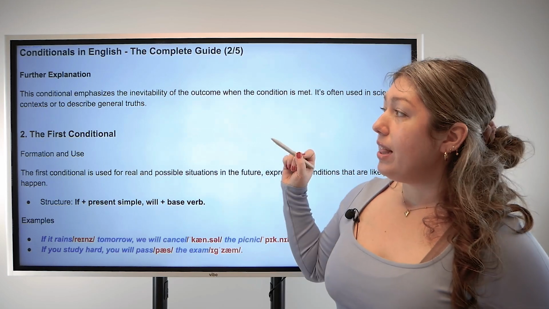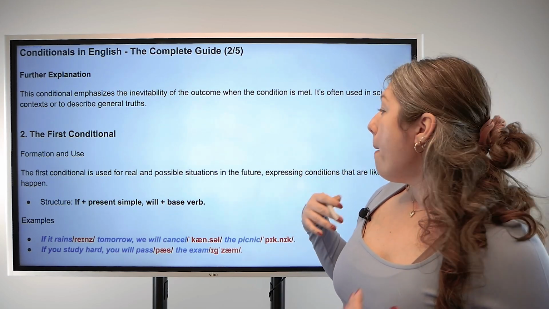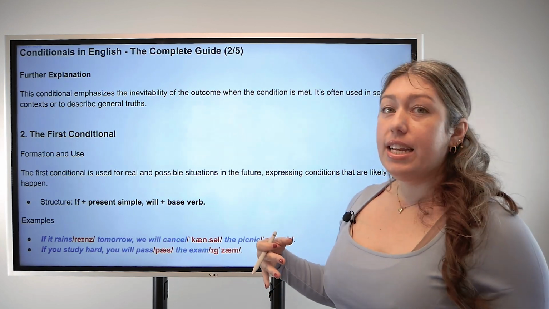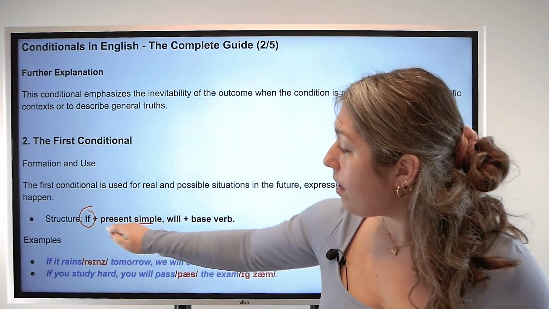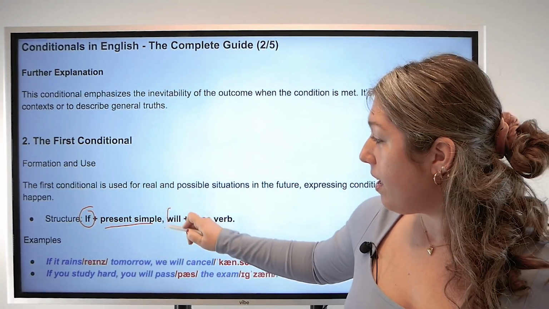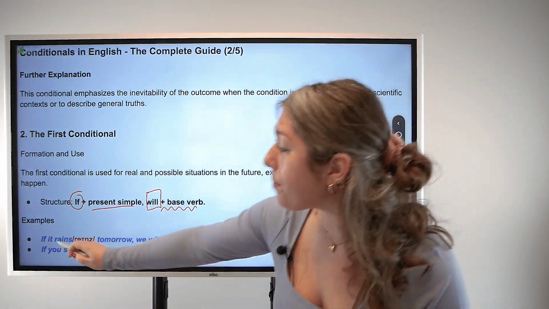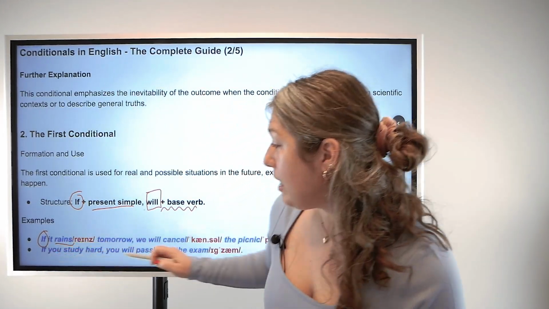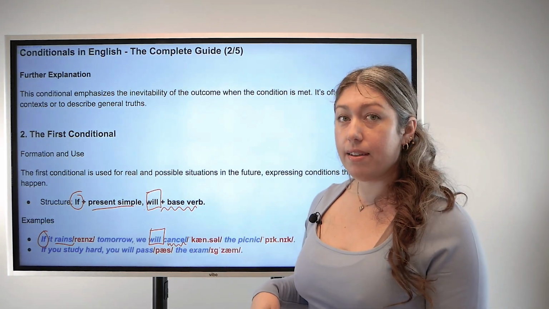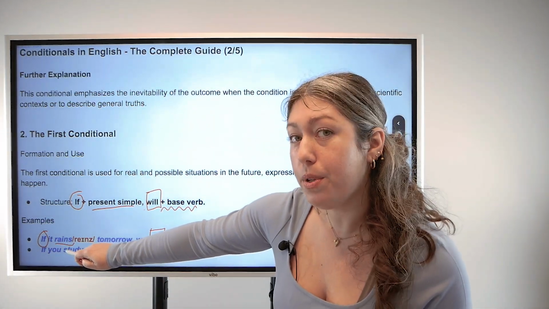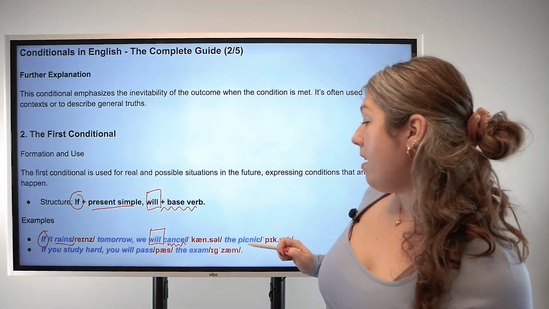Now, let's look at the first conditional. So we use the first conditional when we talk about possible situations in the future and conditions that are likely to happen. And the structure looks like this. If present simple, comma, will, and the base verb. For example, if it rains tomorrow, we will cancel the picnic. Again, we have if, present simple, rains, comma, will cancel, the base verb, the picnic.